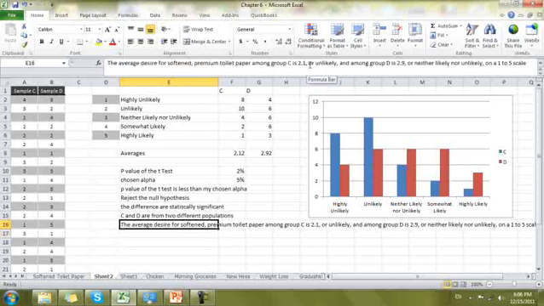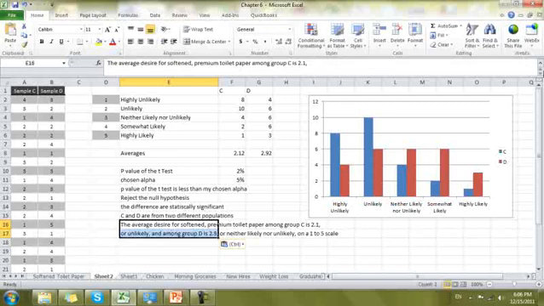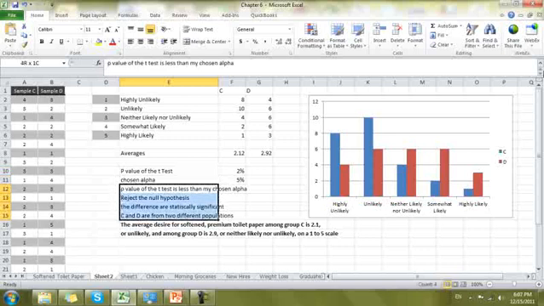It's kind of got a little long, so I'm going to go ahead and take the second half of this and just put it down here in the next line. Now this last part is how you would describe this to your boss. The average desire for softened toilet paper among group C is 2.1 or unlikely, and among group D is 2.9, or neither likely nor unlikely, on a 1 to 5 scale. The beginning part of this is, well, there's my p-value of the t-test, there's my chosen alpha. This section right here, that is where we're trying to understand or interpret our data.